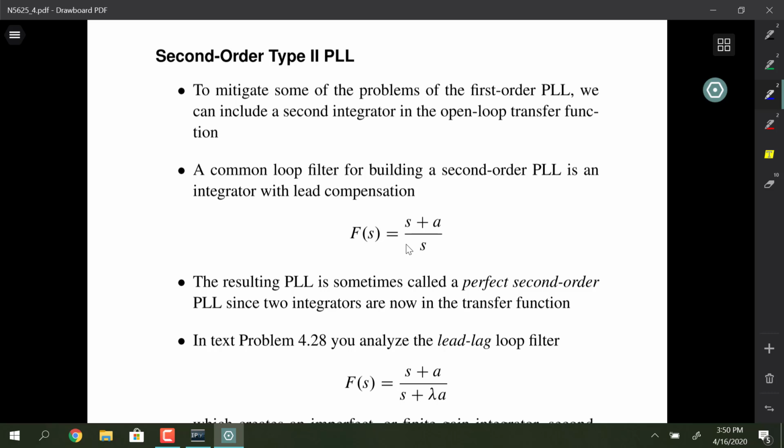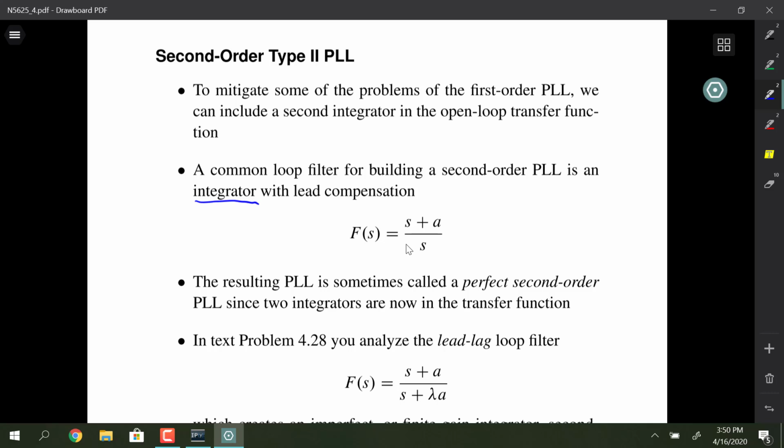So control systems people are familiar with this issue as well, trying to get the error to go to 0 essentially. And we can do that by putting in a loop filter now that has an integrator in it. So the integrator gives us effectively infinite DC gain, which means we can drive that steady state phase error to 0.